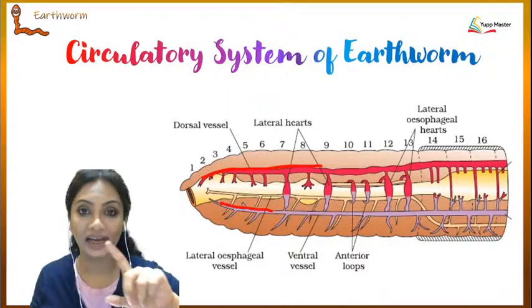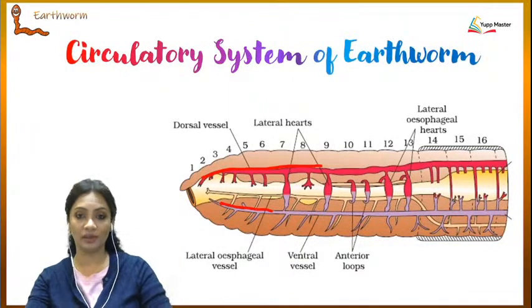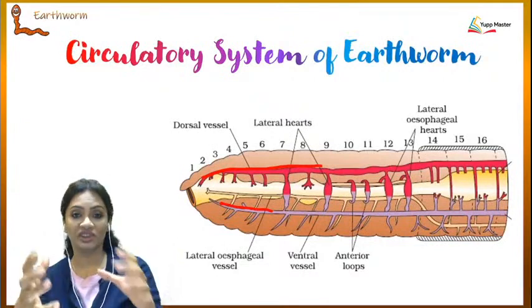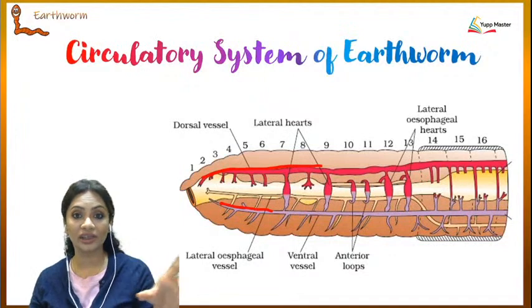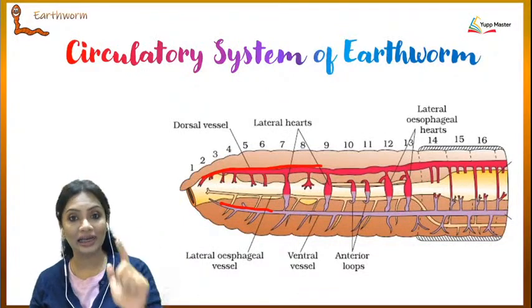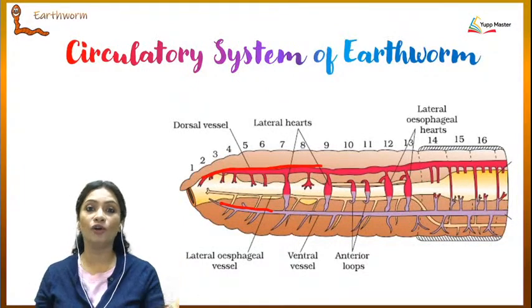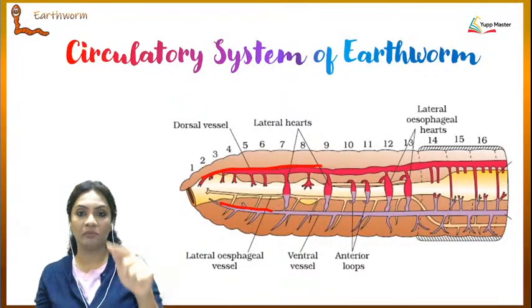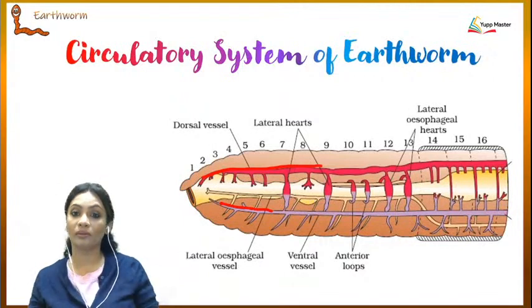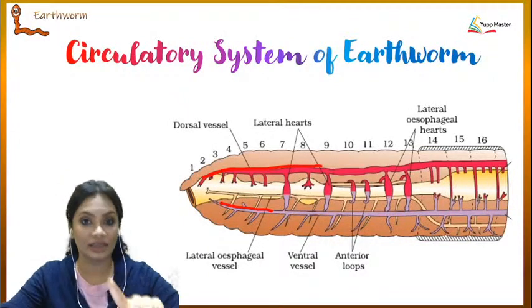If you remember, I told you, whenever you have an earthworm in your hand and you want to know which is the dorsal side, which is the ventral side, yes, remember I told you that the dorsal side can be identified by the presence of a median, dark red line, and that median dark red line is what we're going to be calling as the dorsal vessel, okay?